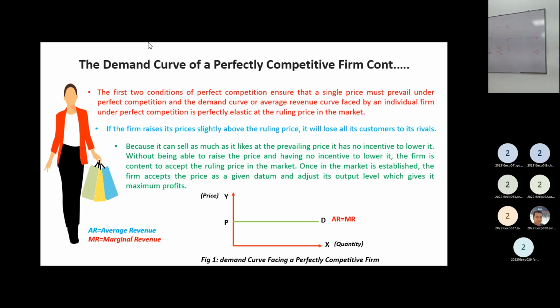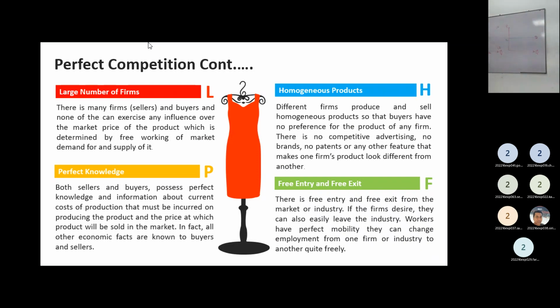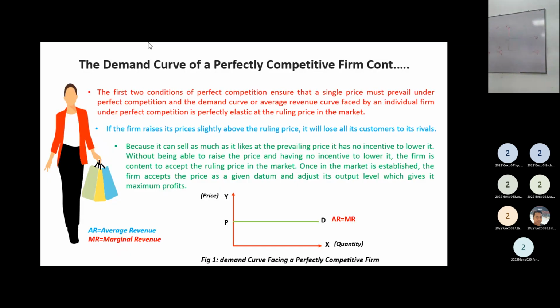So here it says the first two conditions of perfect competition ensure that a single price must prevail under perfect competition. So what are the first two conditions? There are a large number of firms and the products are the same. Accordingly, you cannot differentiate your product from another. As a result, all of you have to charge the same price.